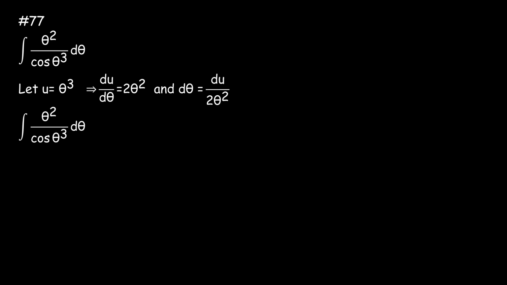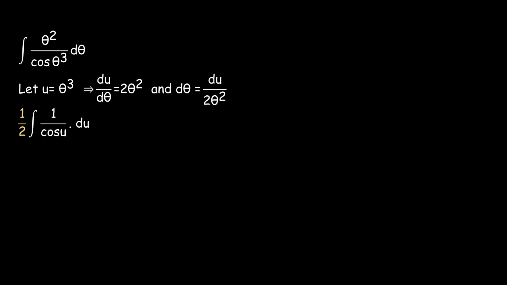So we're going to let theta cubed be u first, differentiate it, and then we substitute it into our equation, like so. It's going to be the integral of theta squared over cos u times du over 2 theta squared, which will eventually cancel out. And then we're going to have half the integral of 1 over cos u. I've done the integral of 1 over cos u, which is sec u, in a section of this video.